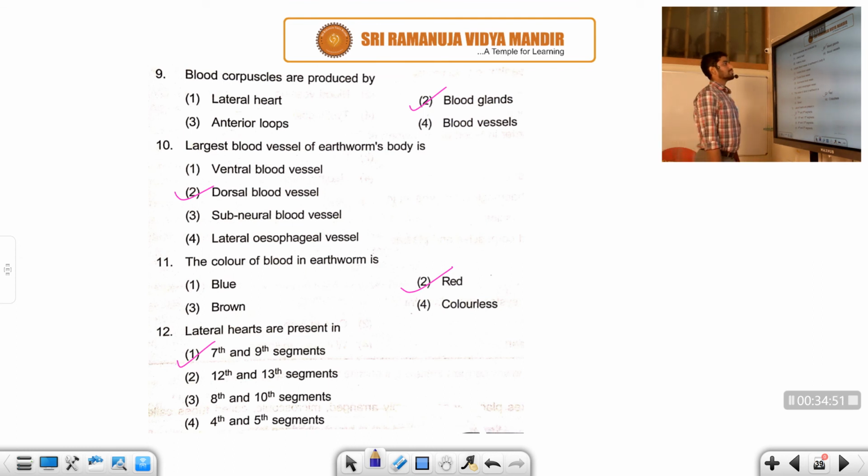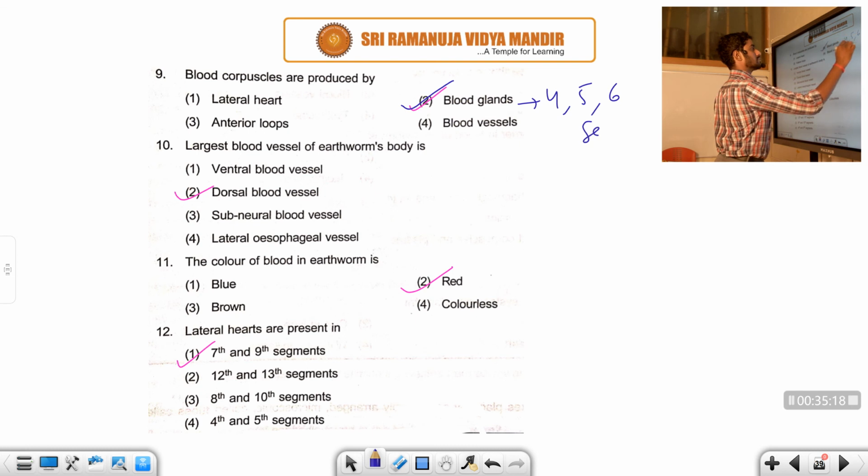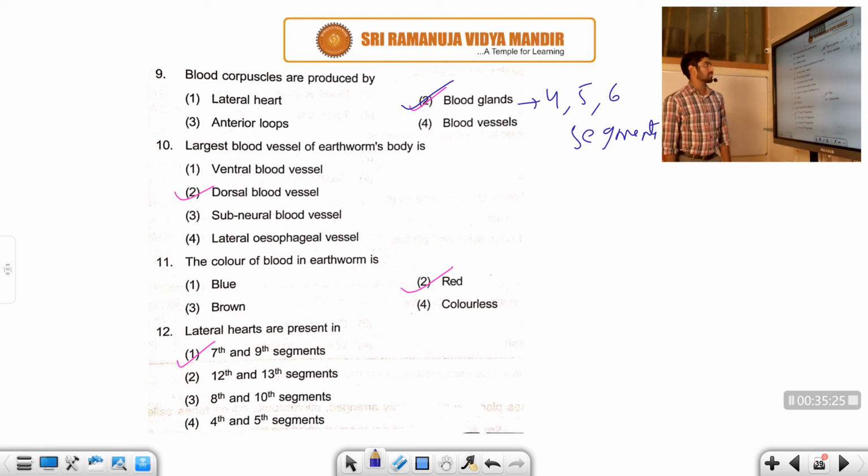Blood corpuscles are produced by, we just discussed, what is the answer? Lateral heart? No, lateral heart is present in the 7th and 9th segments, anterior loop in the 10th and 11th. And blood vessels, there are so many: commissural, dorsal, subneural and lateral. So this is not the answer. Our correct option is blood glands, located in the 4th, 5th and 6th segments. It is responsible for the formation of blood corpuscles along with hemoglobin.